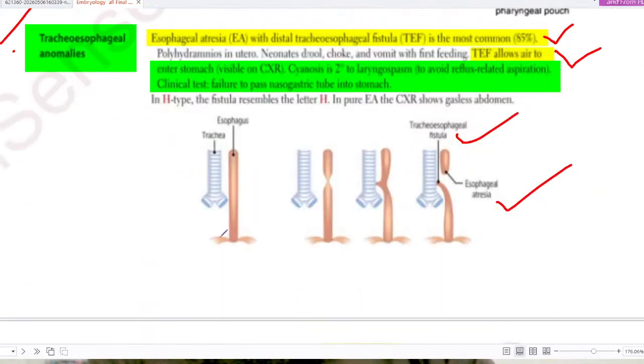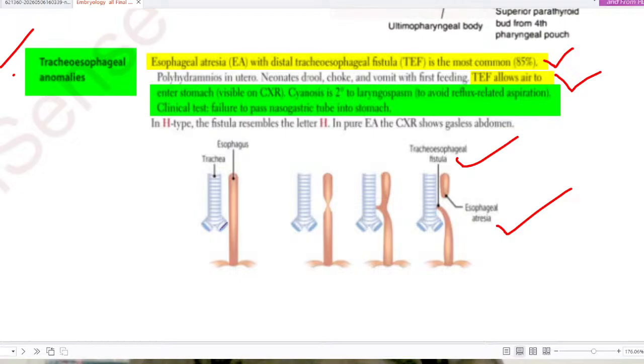If I ask you, thymus developed from which? Thymus, T for T, thymus T for T, T for third. Okay, third, yeah. Now pharyngeal anomalies. Just one second. You can read this part.